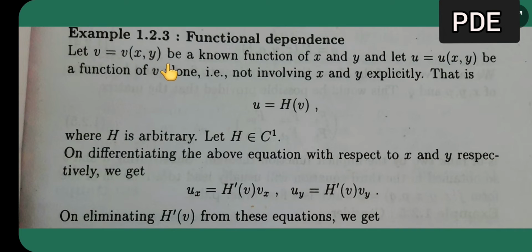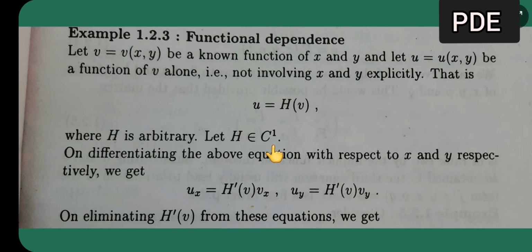Let v equal v of x comma y be a known function. So this is a known function of x and y, and let u equal u of x comma y be a function of v. So this is a function of v alone, that is, not involving x and y explicitly, that is u is equal to h of v. So it is not involving x and y. Here h is nothing but an arbitrary function. Let h belong to C raised to the power of 1, and in the previous lecture I have already explained what C raised to the power of 1 is.